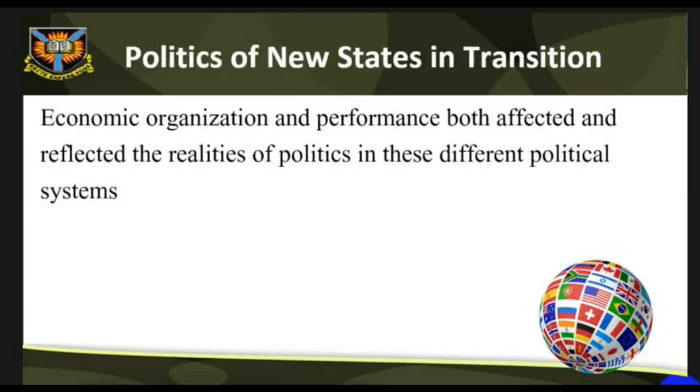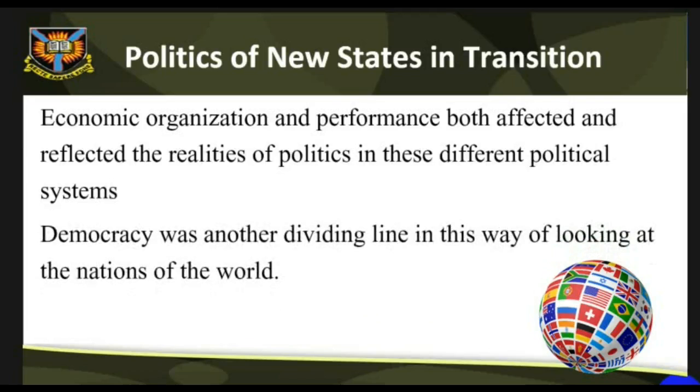Economic organization and performance both affected and reflected the realities of politics in these different political systems: the capitalist or market economies and high standard of living in North America, Western Europe, Japan, and a few other countries; the socialist or planned economies of countries ruled by communist parties such as the Soviet Union and China; and the low level of economic development and widespread poverty characteristic of the Third World.